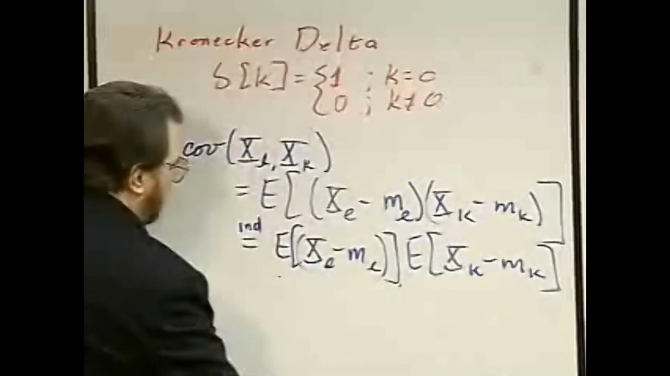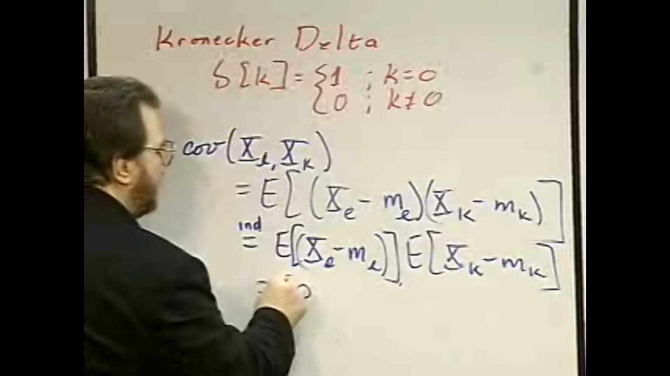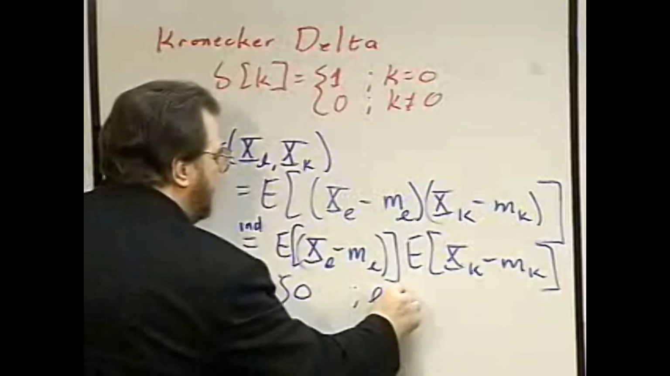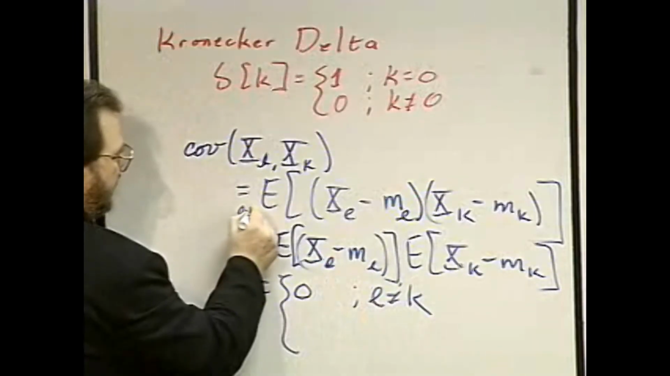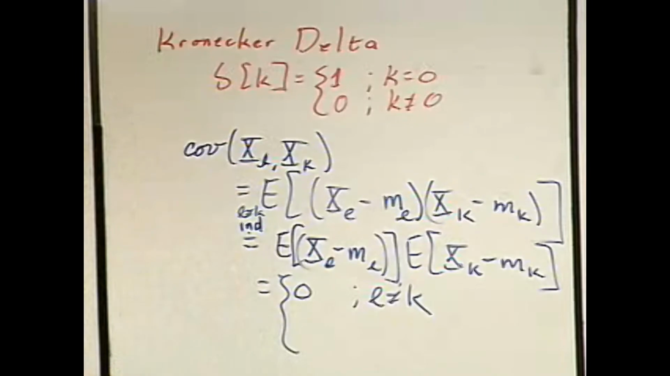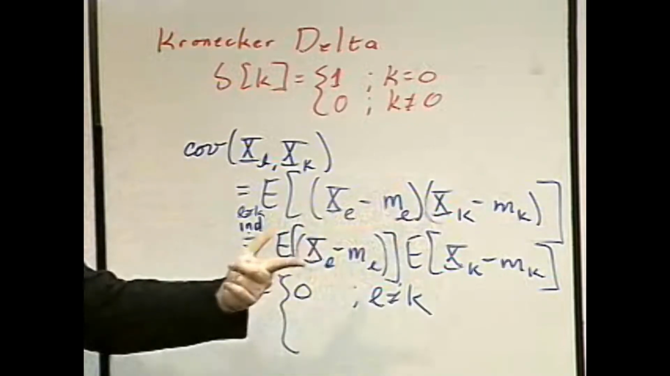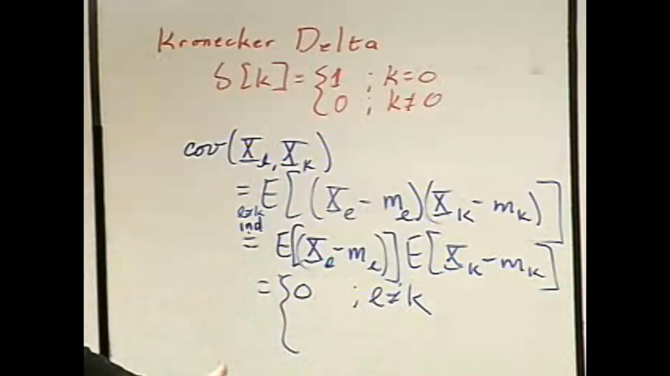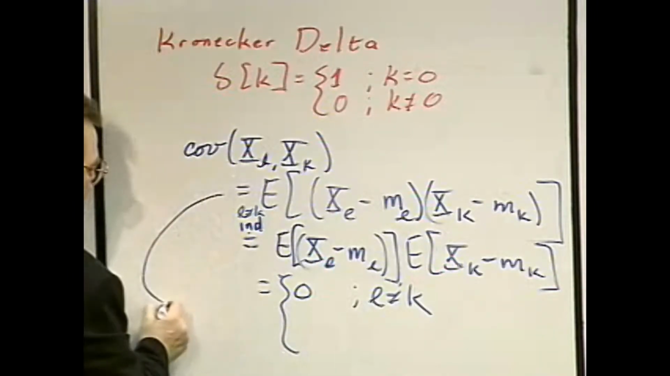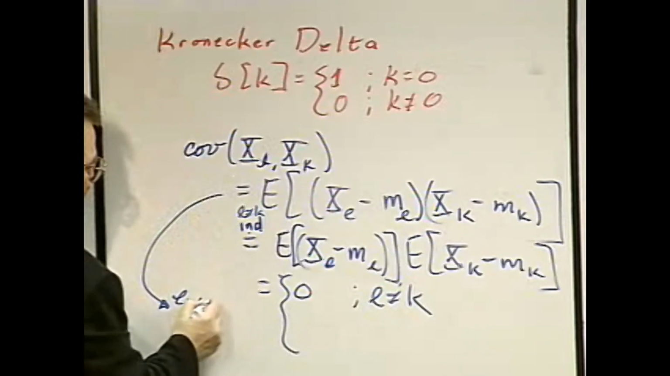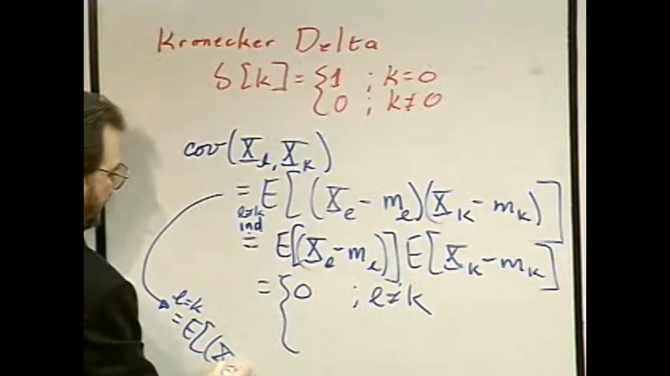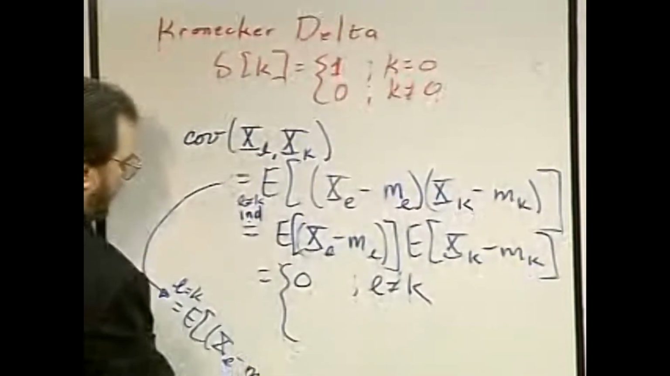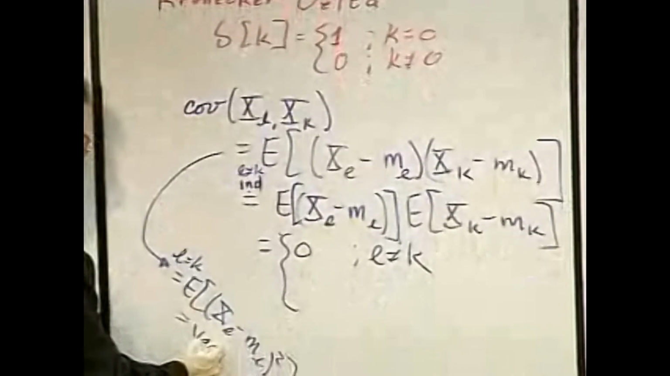So if they're independent, this is equal to 0, but there's an assumption that we have made, and that is L is not equal to K. In fact, we have done this here when we have broken this up. We've assumed that L is not equal to K. Clearly, if L is equal to K, the random variables are not independent of each other, are they? They're the same random variable. How can they be independent of each other? So if L is equal to K, we have this is equal to the expected value of X sub L minus ML squared, which is what? The variance of XL.